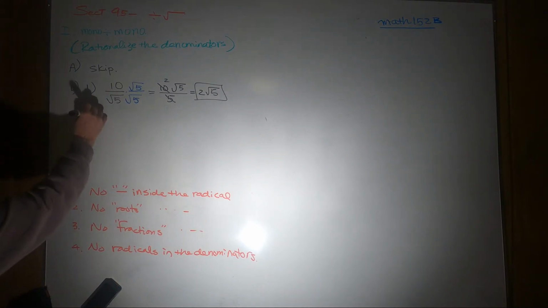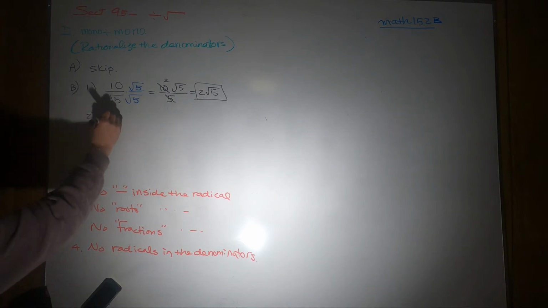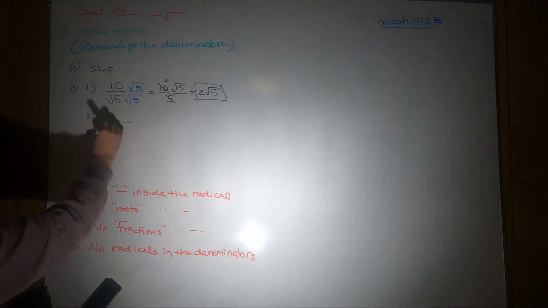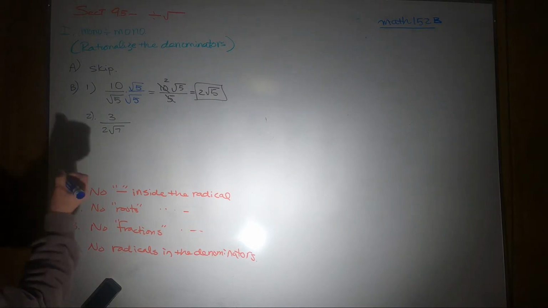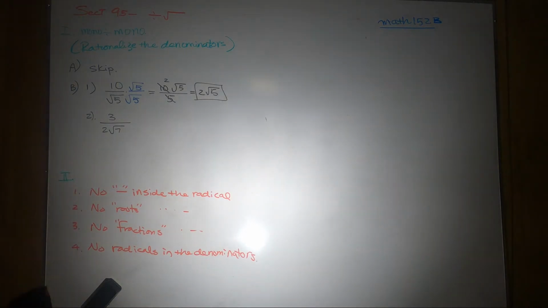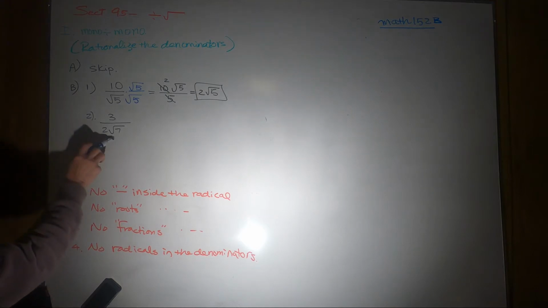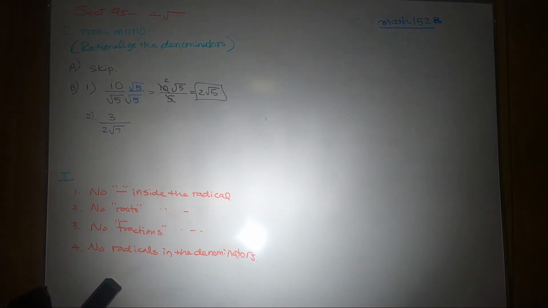Let's take a look at the second one. Say 3 divided by 2 square root of 7. It's a mono and mono division. You don't want to have radicals in the denominator. What do we need to do? We can multiply by its twin. You don't have to worry about the 2. 2 is a real number. The main thing is we don't want to have a crazy number, square root 7, there.